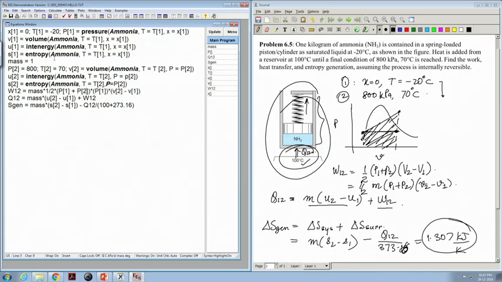We have made use of the concept that to find out the Sgen for the whole process, you can consider the whole system plus surrounding to be the control mass. In that case, the delta S is also the entropy generation, and that is found out using whatever is shown on the screen over here.